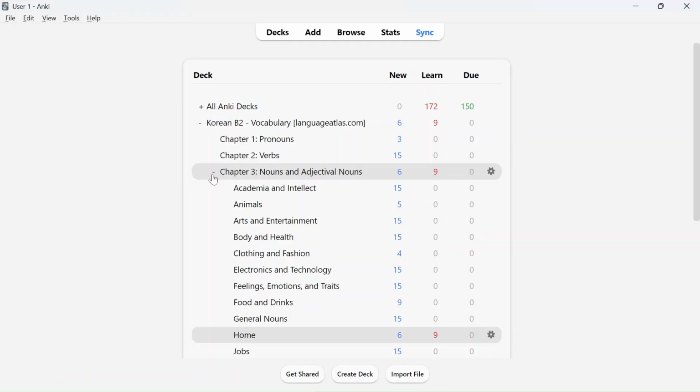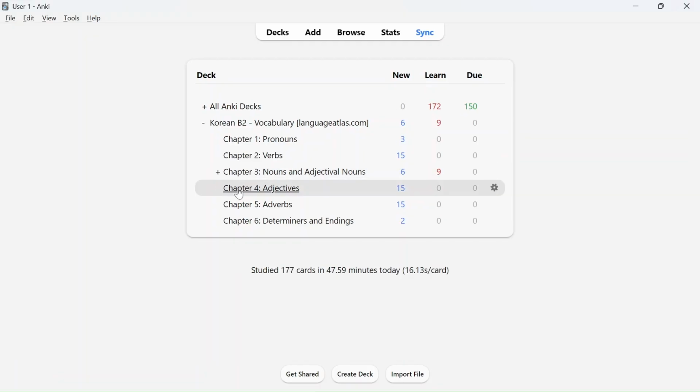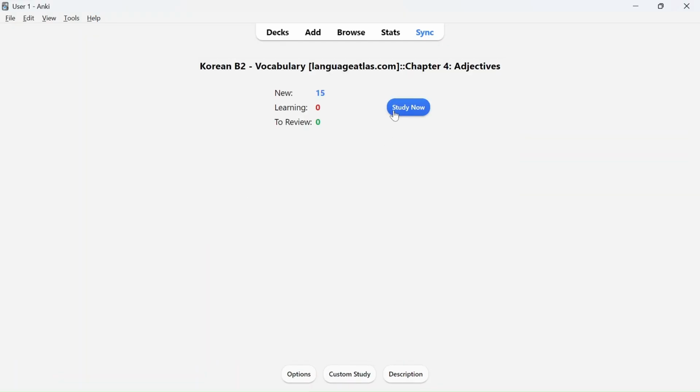Chapter 3, nouns and adjectival nouns, done. Let's have a look at chapter 4, adjectives.